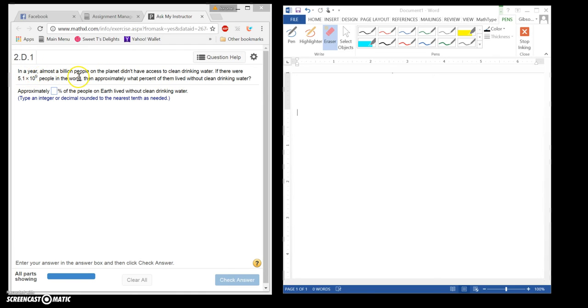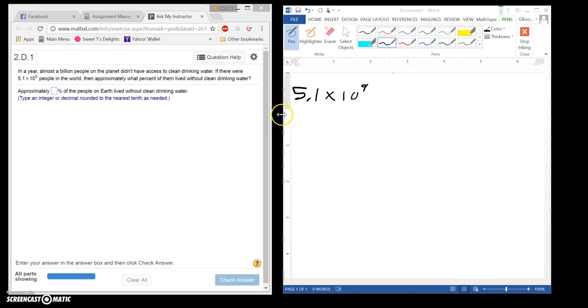It says in a year, almost 1 billion people on the planet didn't have access to clean drinking water. If there were 5.1 times 10 to the ninth power of people in the world, then approximately what percentage of them live without clean drinking water? Okay, so one of the first things that we have to do here is take this 5.1 times 10 to the ninth power and write this into a regular number.